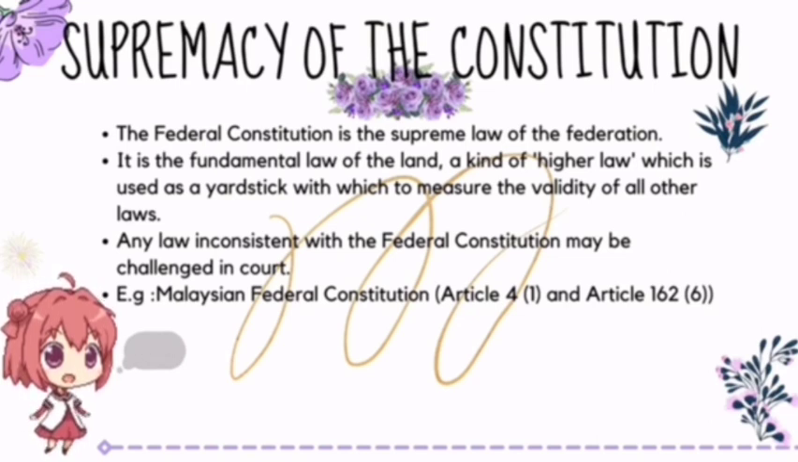The federal constitution is the fundamental law of the land, a kind of higher law, which is used as a yardstick with which to measure the validity of all other laws. Any law inconsistent with the federal constitution may be challenged in court. Yeah, because the federal constitution is the highest power. Okay, so for example, Malaysian Federal Constitution, Article 4(1) and Article 162(6).